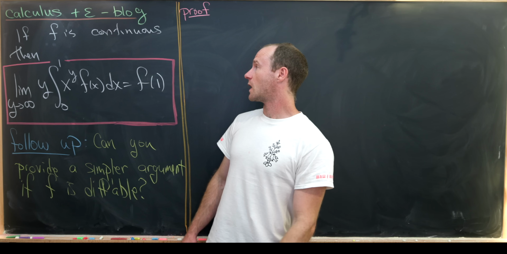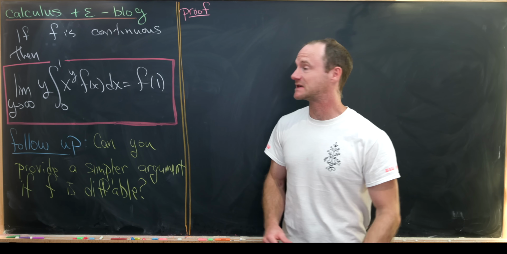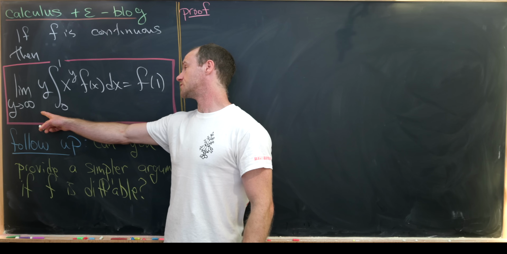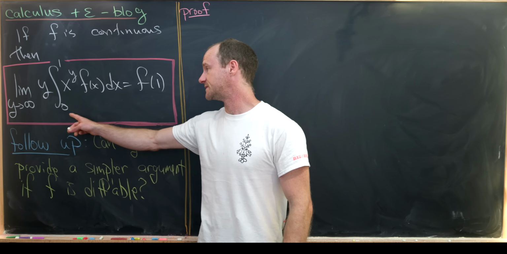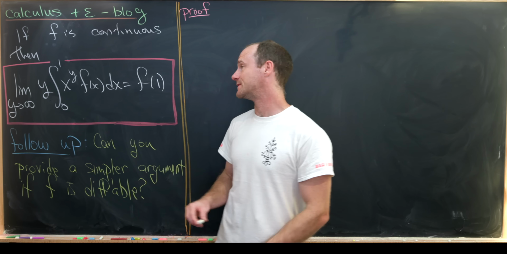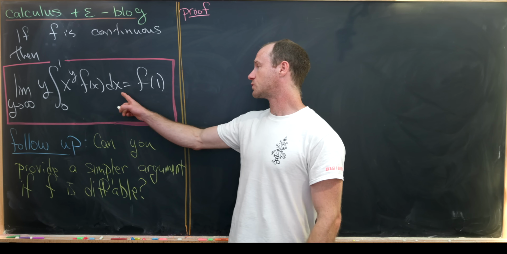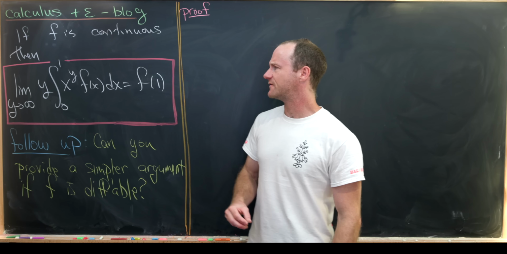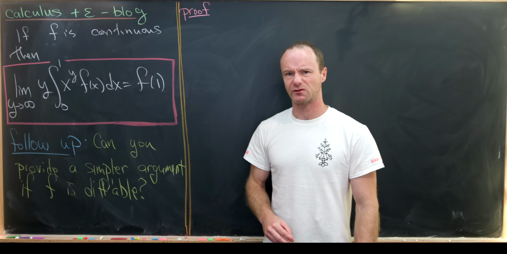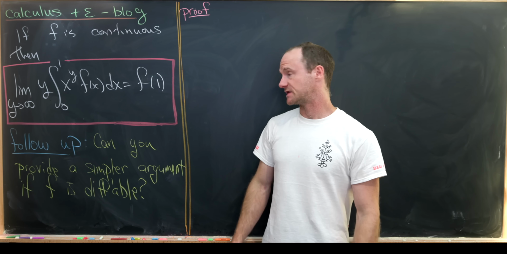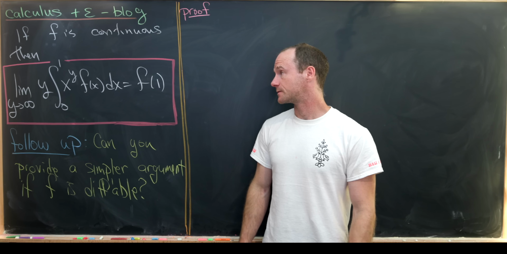Okay, so our goal is to show that if f is continuous, then the limit as y goes to infinity of y times the integral from 0 to 1 of x to the y times f of x dx is equal to f of 1. And really what we need is f to be continuous on the interval 0 to 1. But I'll just leave continuous in a broader sense there because it's easier to write down.